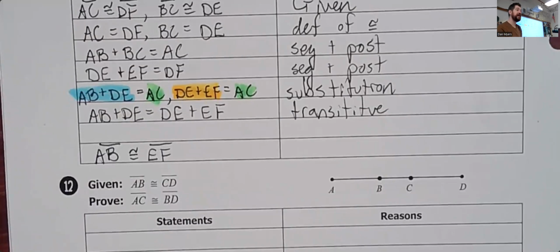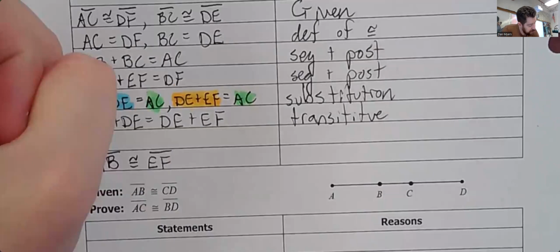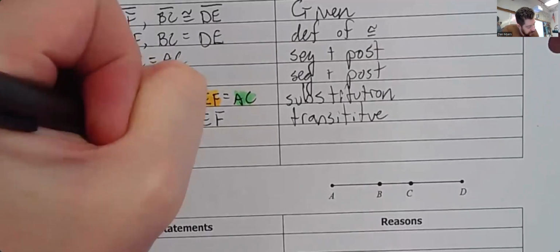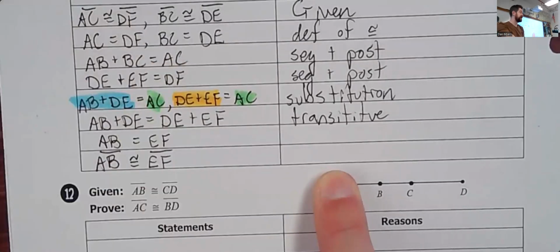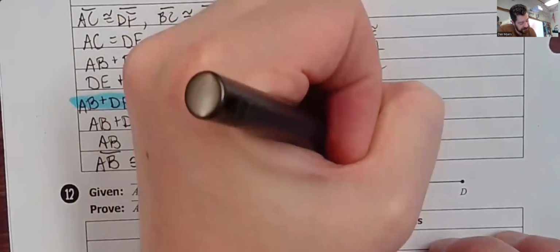Which means there's one thing in between here and here that has to happen. What's the only difference? So AB equals EF. Okay. Now, that is correct. So AB is equal to EF. So our final reason would be definition of congruence then, right? So definition of congruence is our final reason.